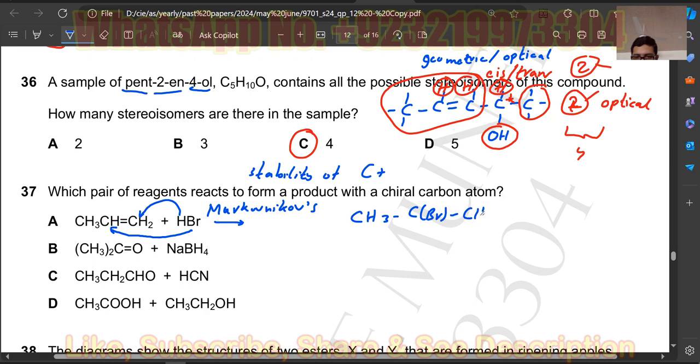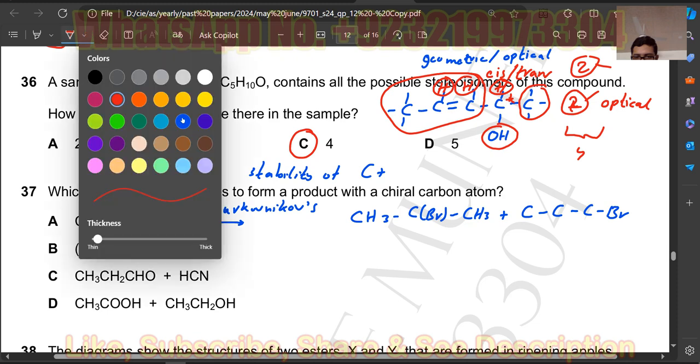This C means CH3. And the other product, which will be against the Markovnikov rule, the product formed will be CCCBr, which means the bromine has bonded with the right carbon. So these are the two products formed. Now, if we try to find the chiral carbon here, there is no chiral carbon in any of these two products because there are no four different groups attached with any carbon.